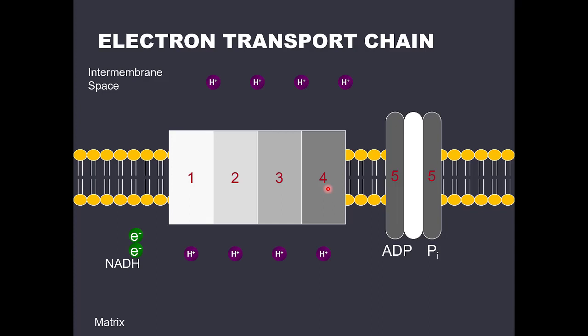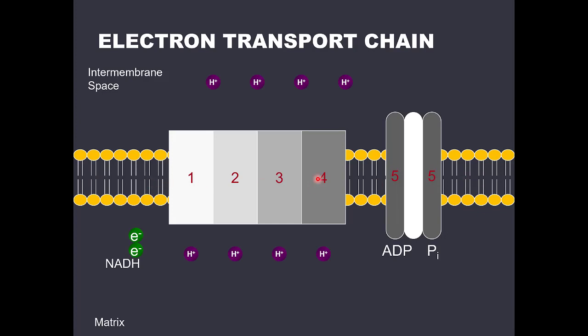C-Y-T-O-C-H-R-O-M-E-S. Cytochromes. These cytochromes accept and transfer electrons down this chain of complexes. Also on these complexes, there are proton pumps that can pump protons across this inner membrane wall. More on this in a bit.